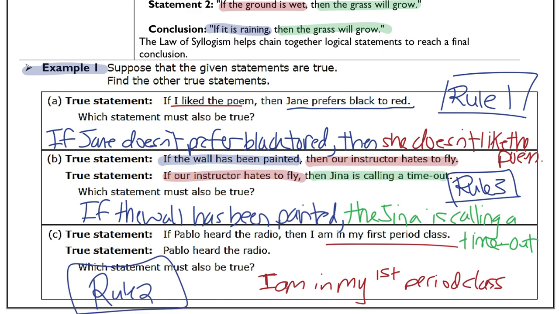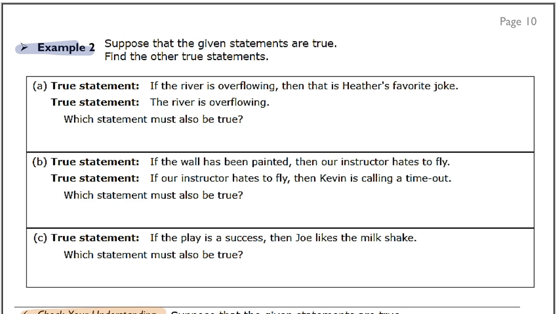So these are a little bit tricky if you don't practice them, which I'm giving you plenty of time to practice, and try them over and over again on your assignment. So let's do one more example together, then I want you to try one. So first off, we're given if the river is overflowing, then it is Heather's favorite joke. Well, the river is overflowing, so that indeed says that it's Heather's favorite joke. So we're just going to write that is Heather's favorite joke right there. And this, again, was that law of detachment, which is Rule 2. So Rule 2, if you go back, is that law of detachment.